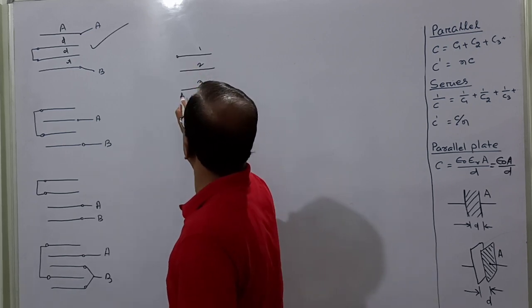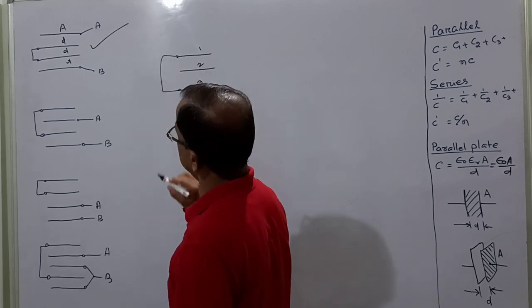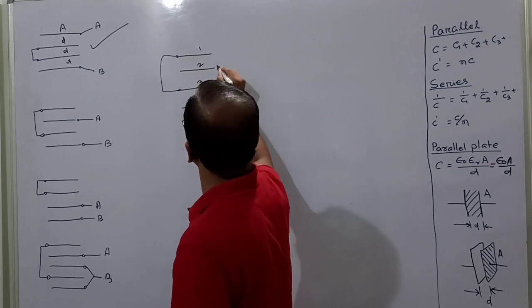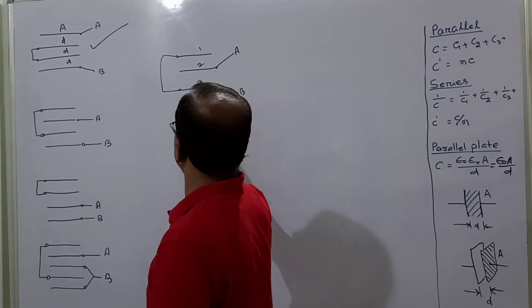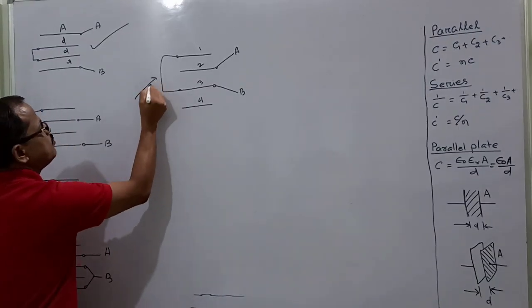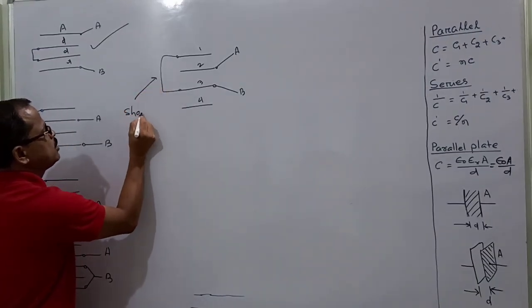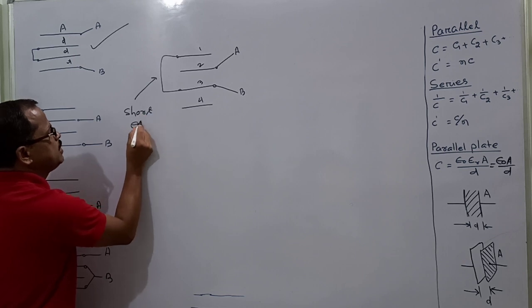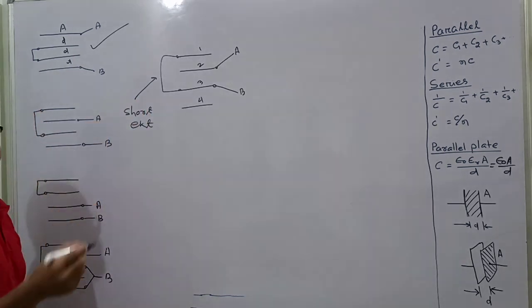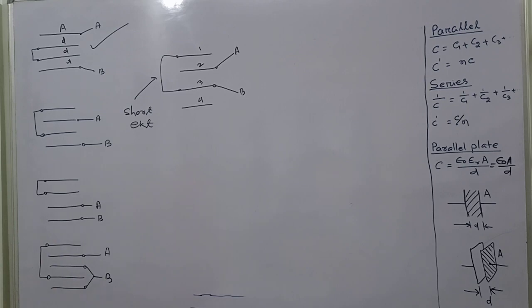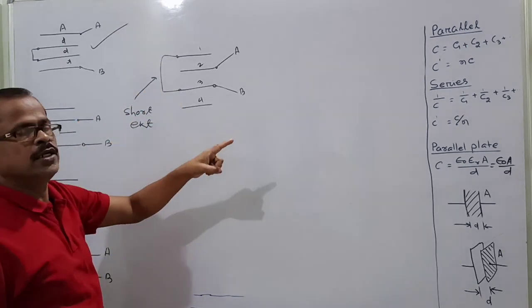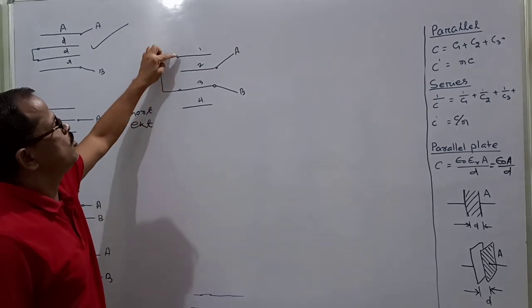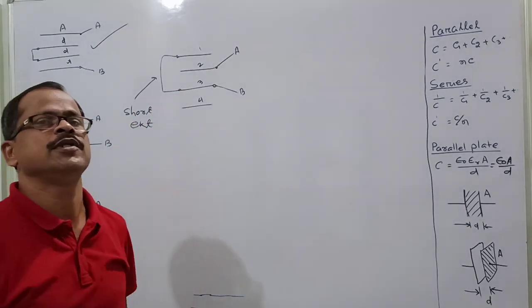And 1 and 3 are connected by a wire. That is called short circuit. This point is A, this point is B. Remember, connected by a wire is called short circuit, in short CKT. If two points are connected by a wire, they are called short circuit. As a result, the potential of these two points cannot be different. They are the same. That is the important meaningful term here.